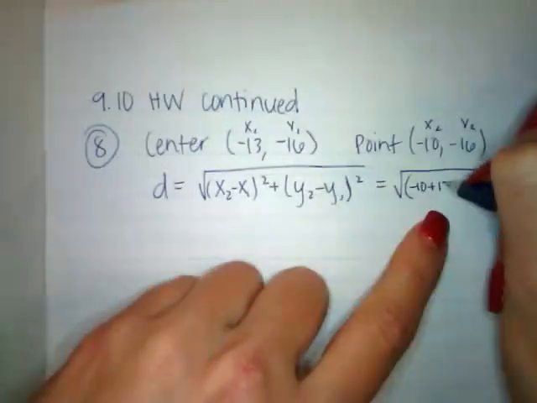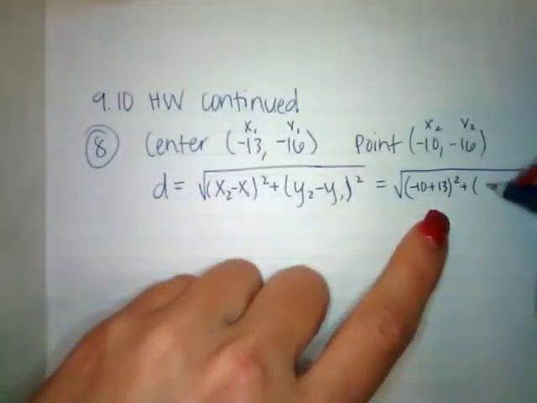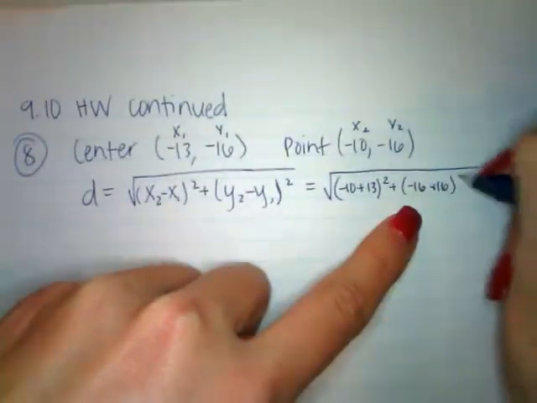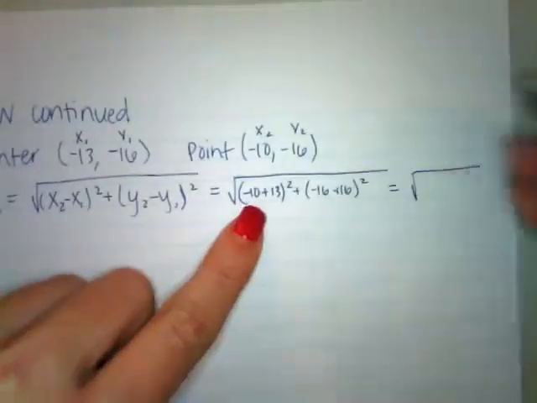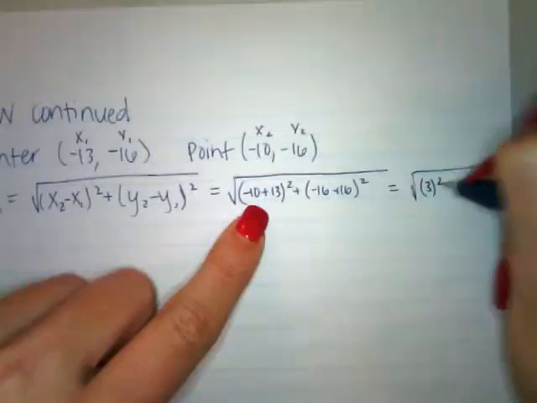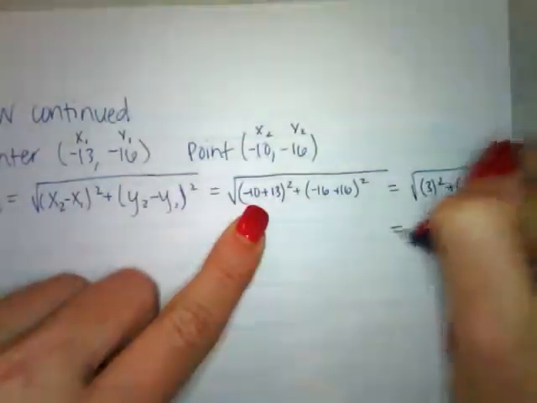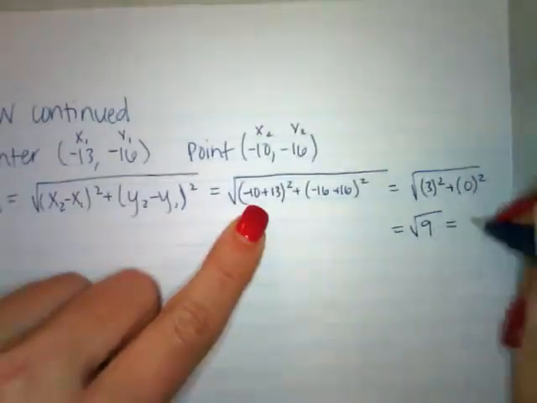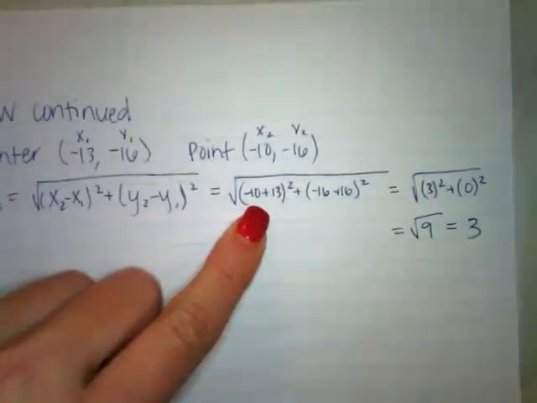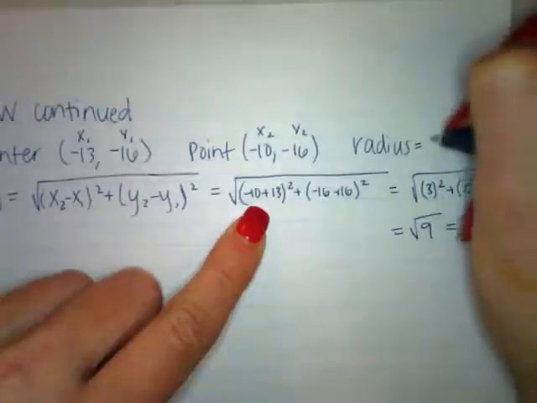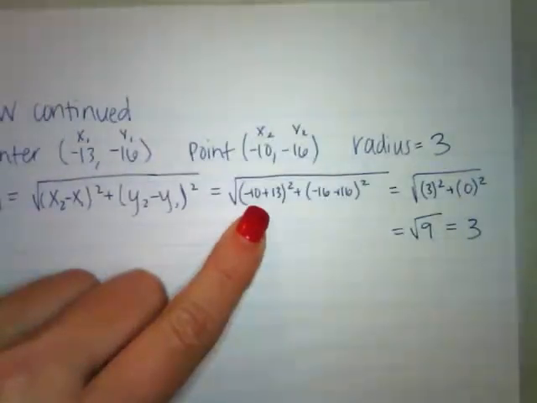-10 minus -13 squared and -16 minus -16 squared, which is going to simplify to give me 3 squared and 0 squared. Well, 3 squared is 9. And the square root of 9 is 3. So it looks like our radius is 3 units long. Let's go ahead and write both equations.